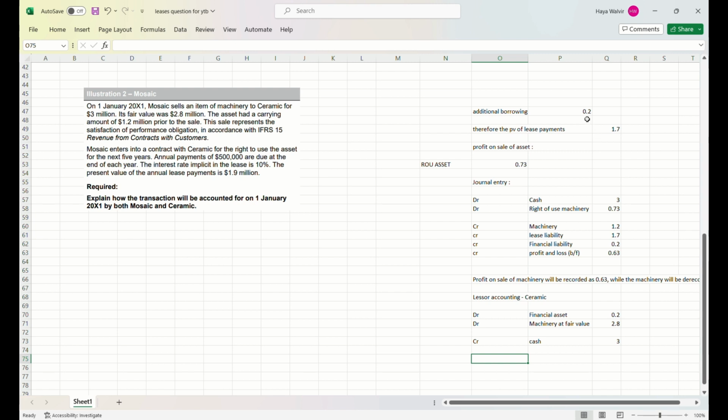Now comes our 0.2. As I said, it's an additional borrowing. This is something that we need to include in these annual payments also, because we have found the present value based on these annual payments of 5 lakhs for the next 5 years of the lease contract, right? Based on this 5 lakh, 5 lakh, 5 lakh and an interest rate of 10%, we discounted it back, did all of that calculation, and we got a present value of 1.9. So obviously this 1.9 includes that 0.2 million, as I already explained.